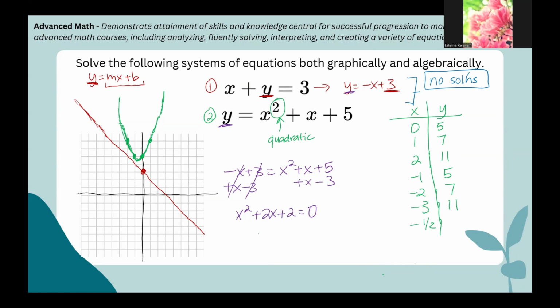Is there any way that we can solve this? Again, looking for a way to factor it. I don't know about you, but I don't see a way to factor it. So again, let's go ahead and use the quadratic formula. To use the quadratic formula, we need to identify what is A, what is B, and what is C.